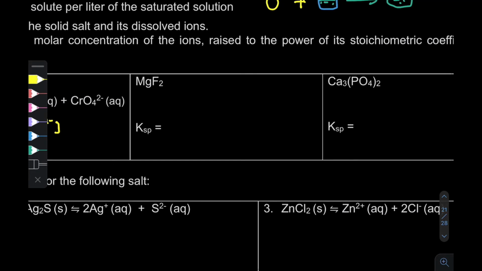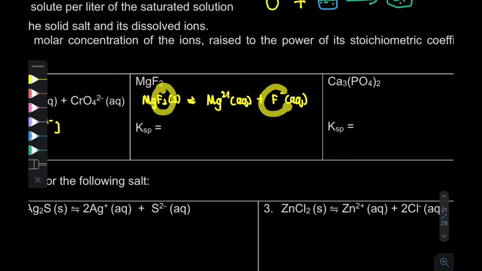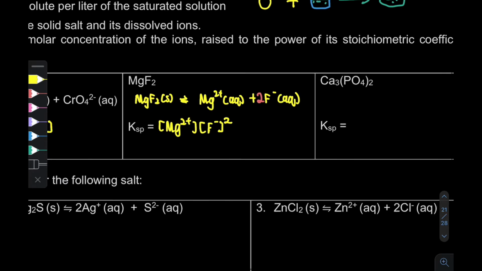Okay, next, MgF2. MgF2 solid in equilibrium with Mg, magnesium 2 plus aqueous tambah fluorine minus aqueous. Okay, so then when we check, it's not yet balanced. Magnesium ada 1, okay. Fluorine ada 2. Here it only got 1. So I'm just gonna write down here. So how to write it down? It's Mg 2 plus dengan F minus to the power of 2. Ini relate balik Ka, Kb, Kc, Kp kita.